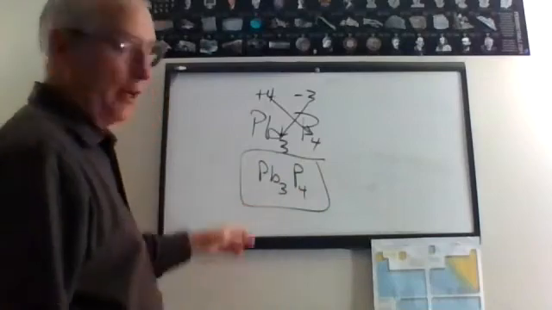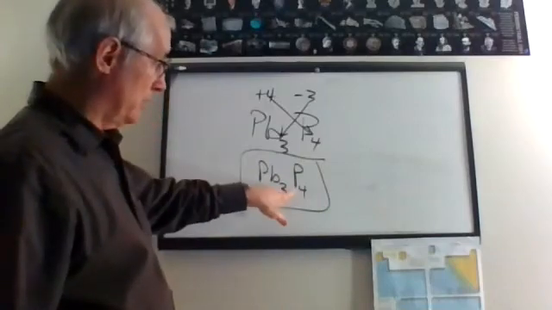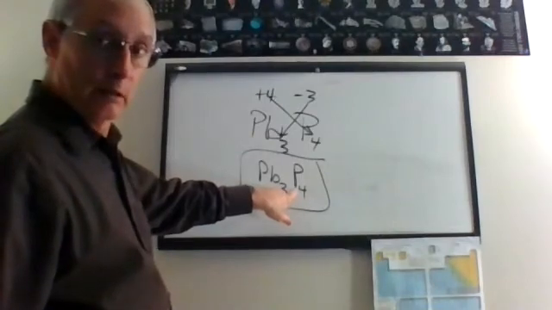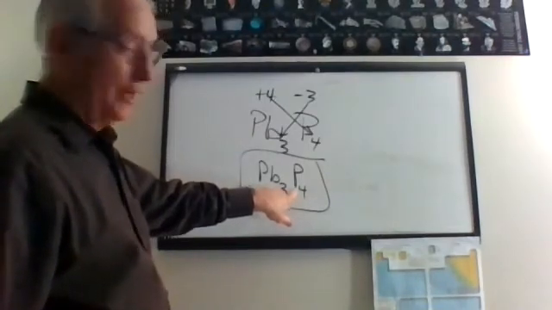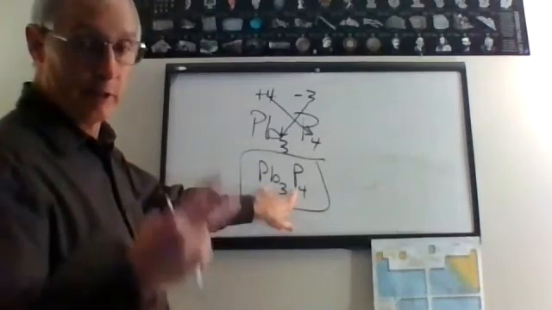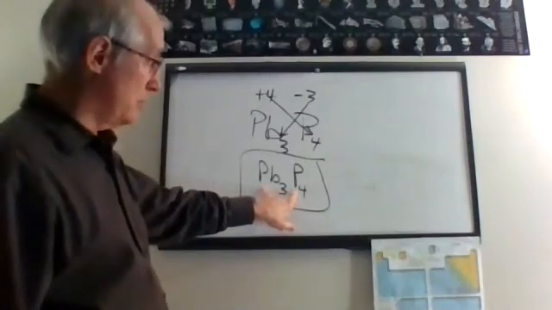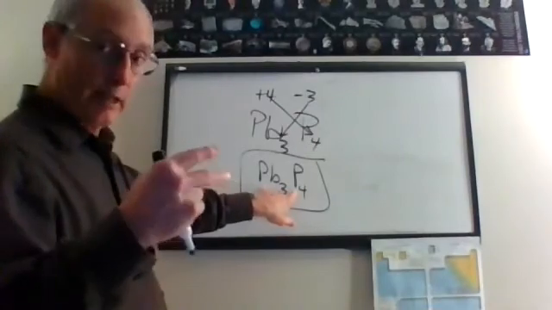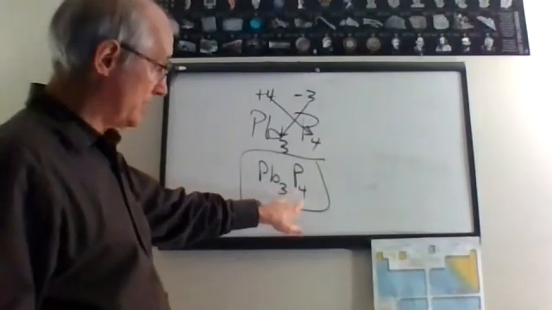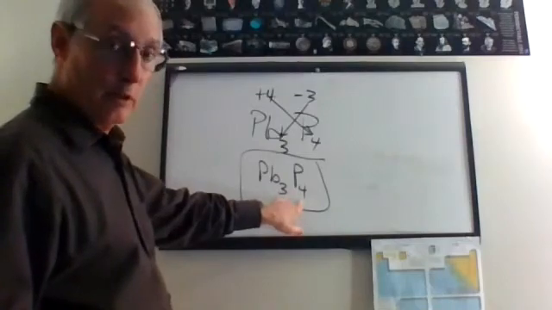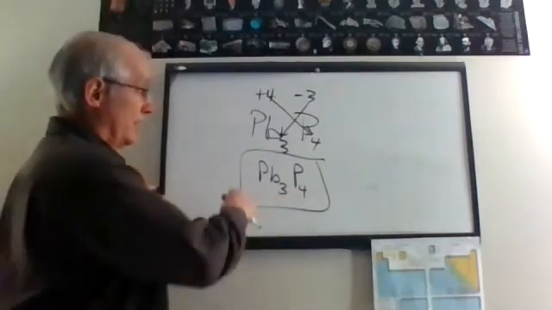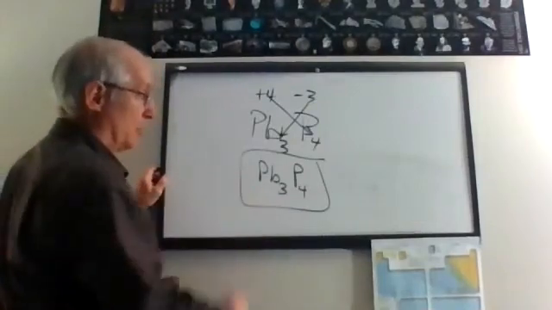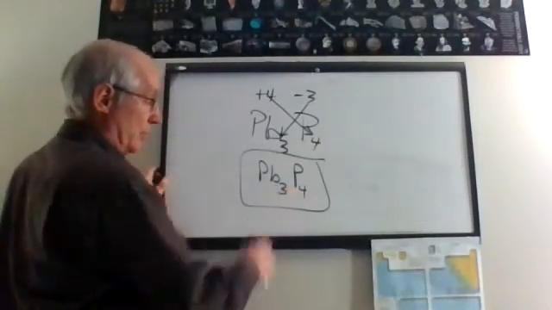Is that binary? Yes, it's got 2 flavors. Is it diatomic, meaning 2 atoms? No. It has 7 atoms, not 2. Okay, next question. Is it an ionic or covalent bond? It's an ionic bond. It's a metal and a non-metal.